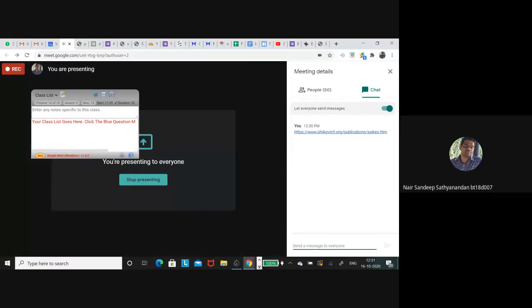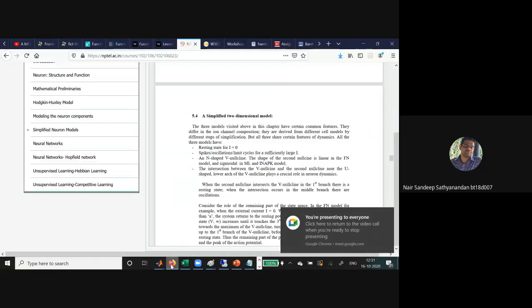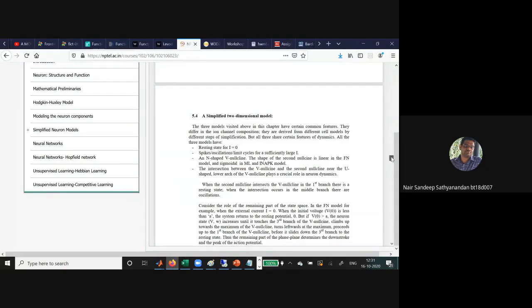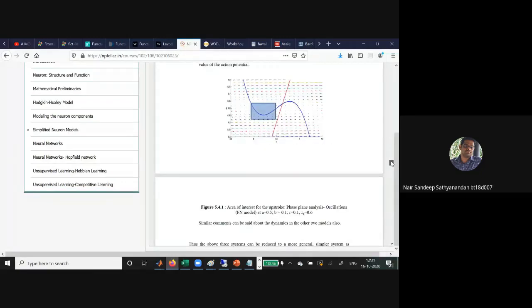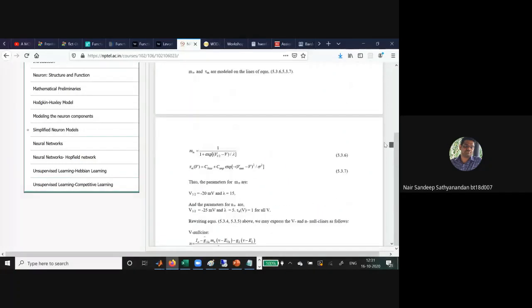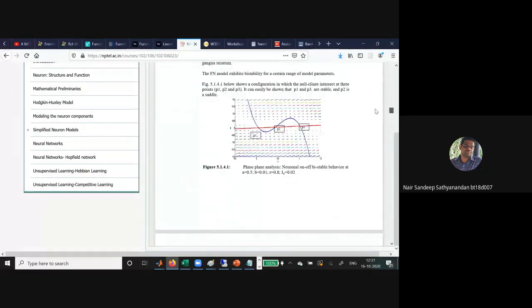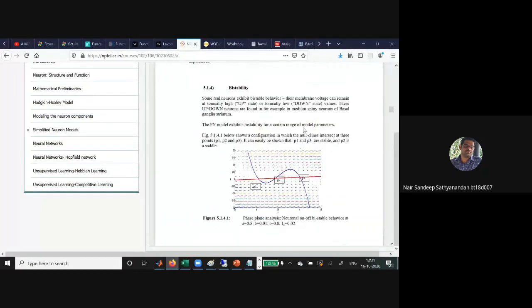So now let me show the demo of the Morris-Lecar model. Before that, let us go into some theoretical background so that we have a recap. I will directly show it in those NPTEL notes. So you all have been modeling the FitzHugh-Nagumo model. In that one, this is the FitzHugh-Nagumo model nullclines. One is an S-shaped nullcline, and another one is a straight line.